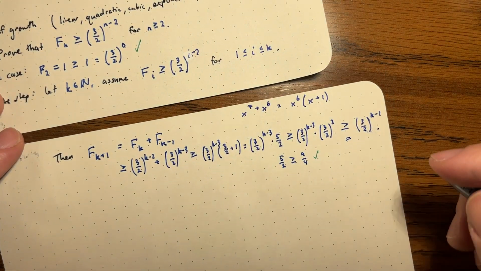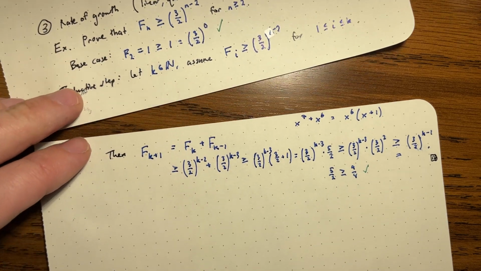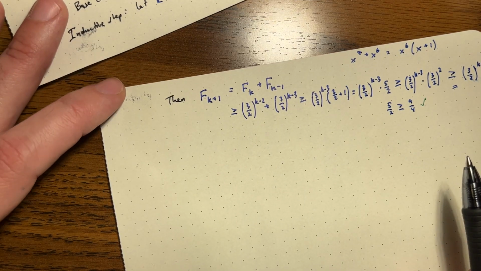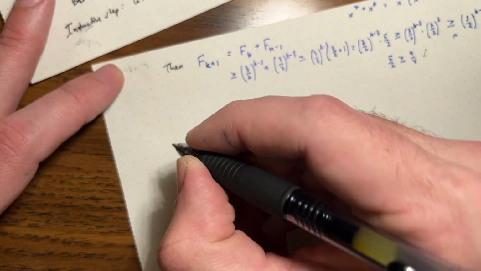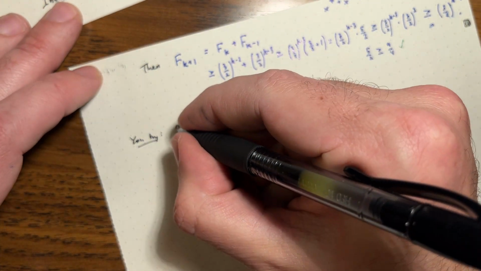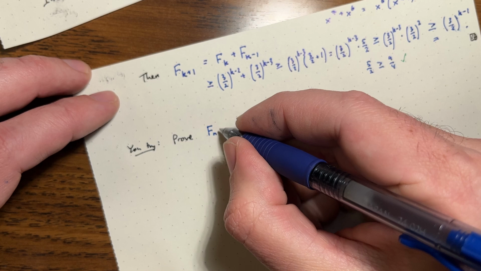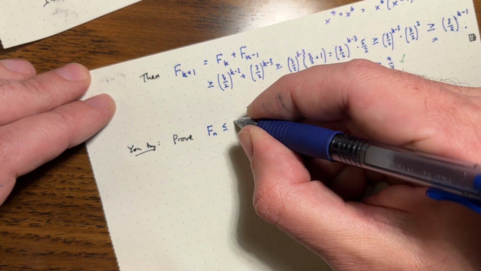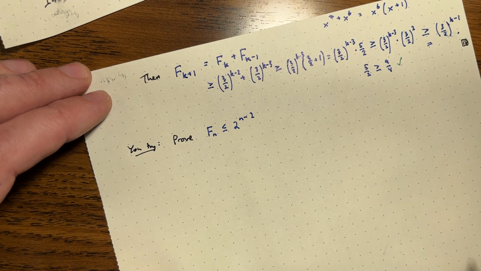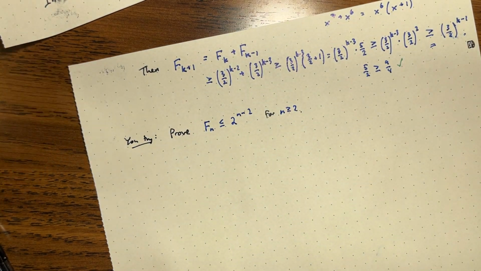We proved that Fibonacci numbers grow exponentially, at least with this as the lower bound for the base of the exponential. And in fact, here's a good thing for you to try. This one's actually a little bit less intimidating than the one we just did. Try to prove that Fn is less than or equal to 2 to the n minus 2 for n bigger or equal to 2. I think that works. So see if you can prove that.